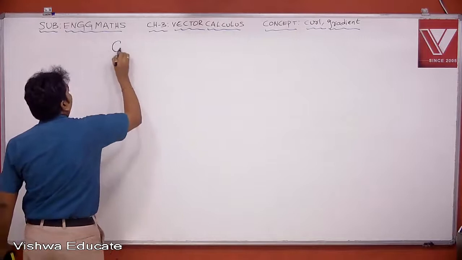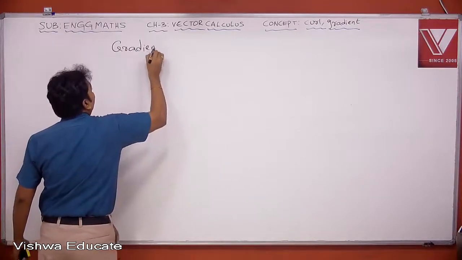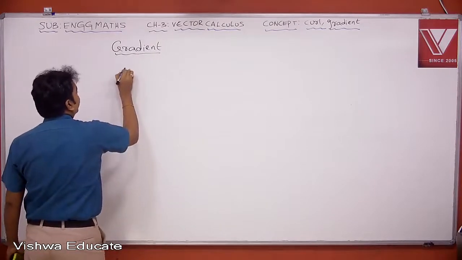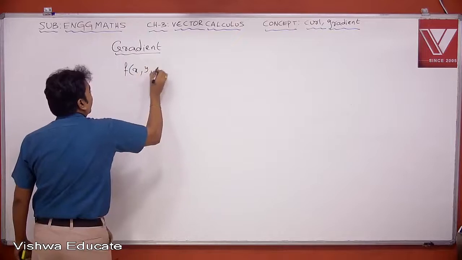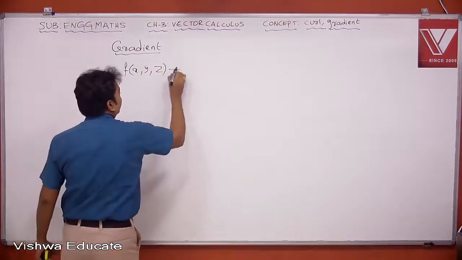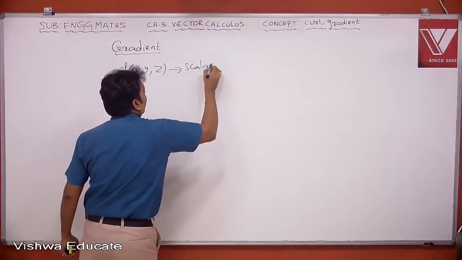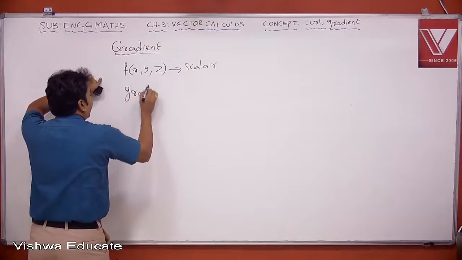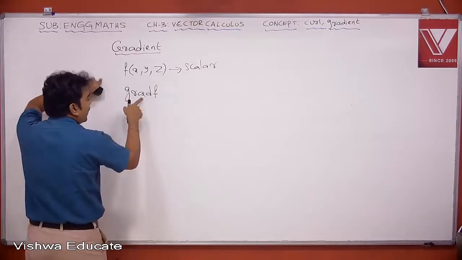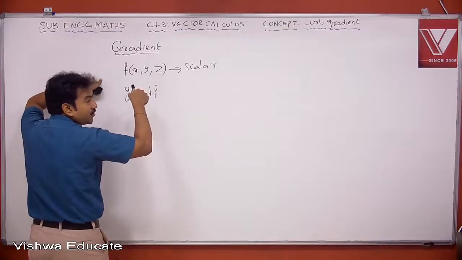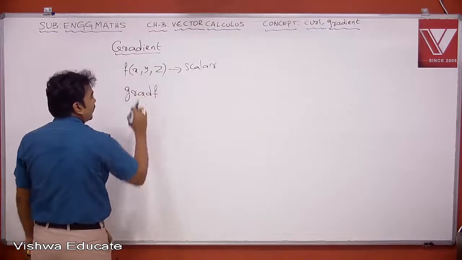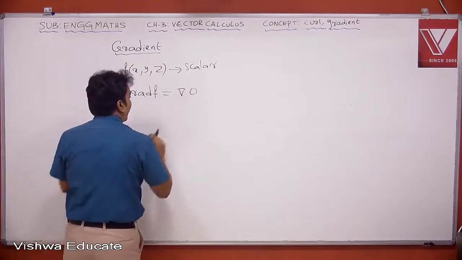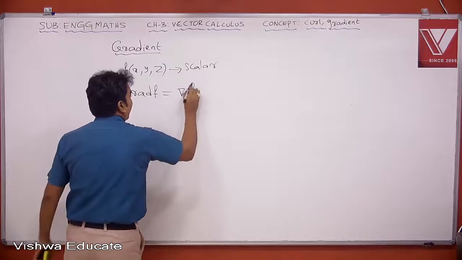Next we discuss the definition of gradient. Suppose we have a scalar f in 3 variables x, y, z. Now this is a scalar expression, a scalar quantity. The gradient of this scalar is denoted by grad f. So gradients can be evaluated only for scalars. This is given by del f.